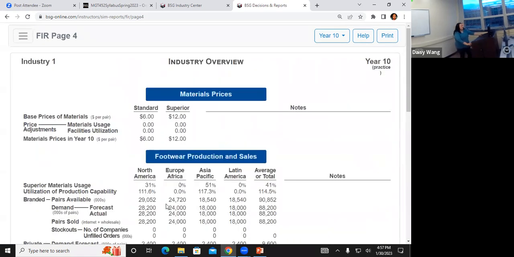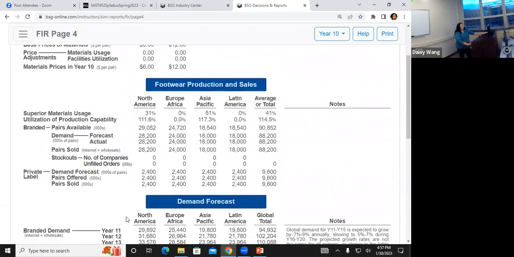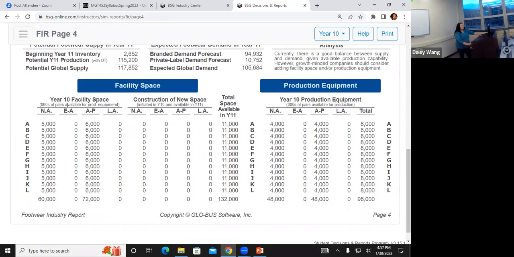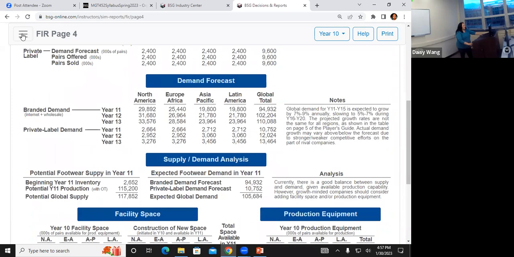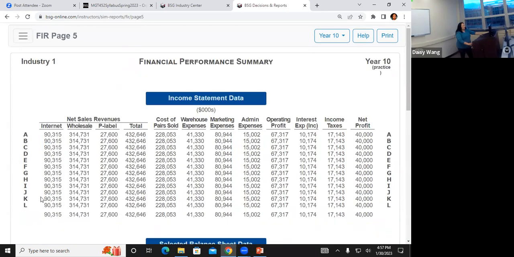And then you get to see this. So you get to see the average superior material use, all this information. Okay. And then you get to see who is building new factories, where, how much, who is buying equipment. This you will see. And then you will see how much money each company has. Okay, you will see revenue from different market segments, and then the expenses, total expenses, the profit, interest expense, tax, net profit.